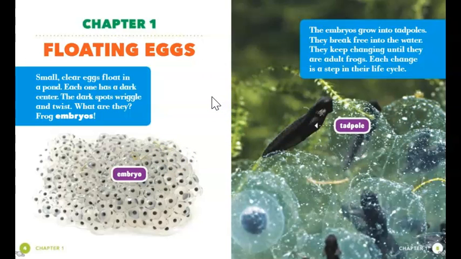The embryos grow into tadpoles. They break free into the water. They keep changing until they are adult frogs. Each change is a step in their life cycle. And it's making a label, it's pointing to the tadpole.